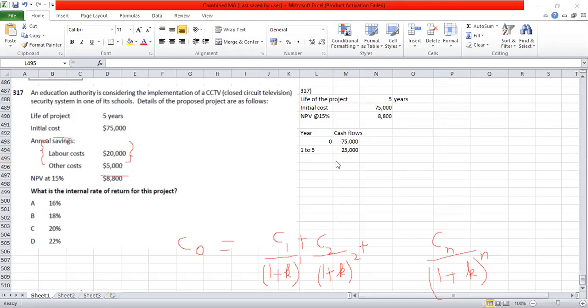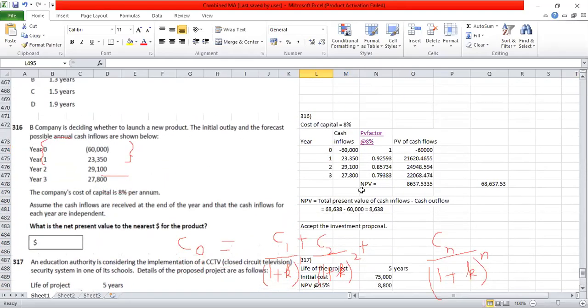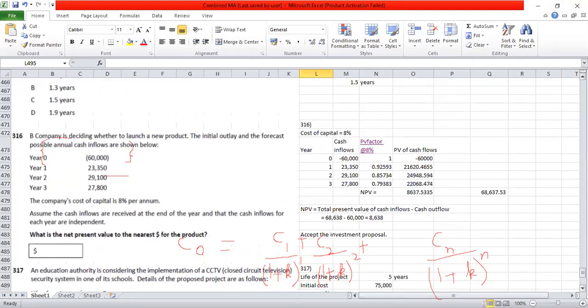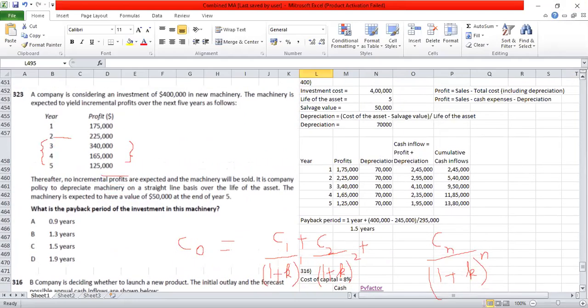See, in the previous question, we worked out depreciation. Should we work out depreciation here? In yesterday's question, when we worked out NPV, what did we do? Payback period. See, these are profits which are mentioned. Profits are given. So profit is after deducting the depreciation. So one additional step we had, that is we added back depreciation.